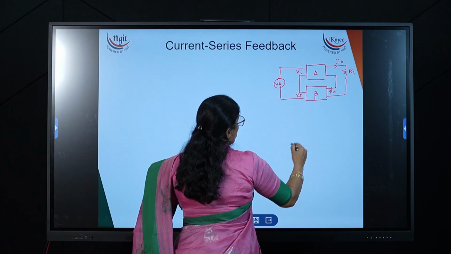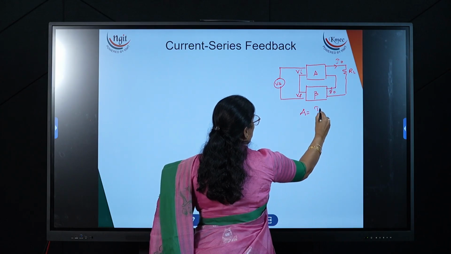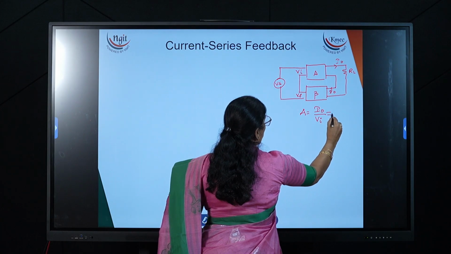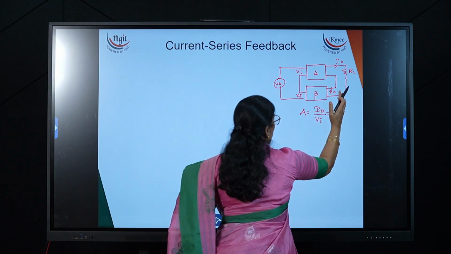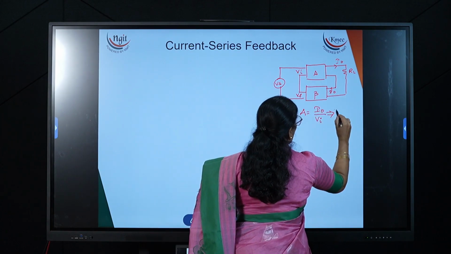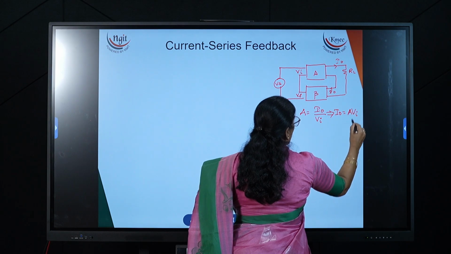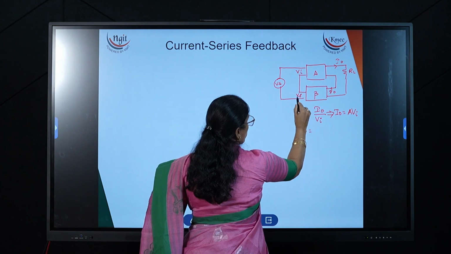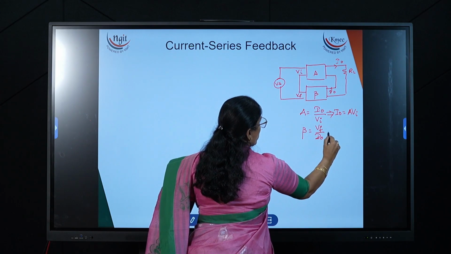Now with this what can we write? A is equal to output by input. What is the output parameter? I naught, and the input is Vi. So I naught is equal to A into Vi. Similarly, beta is equal to output divided by input. What is output? Vf. And what is input? I naught.